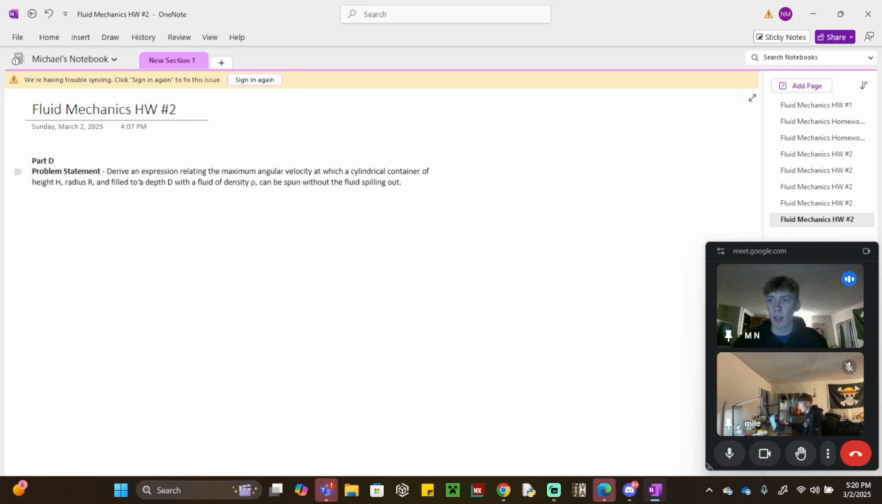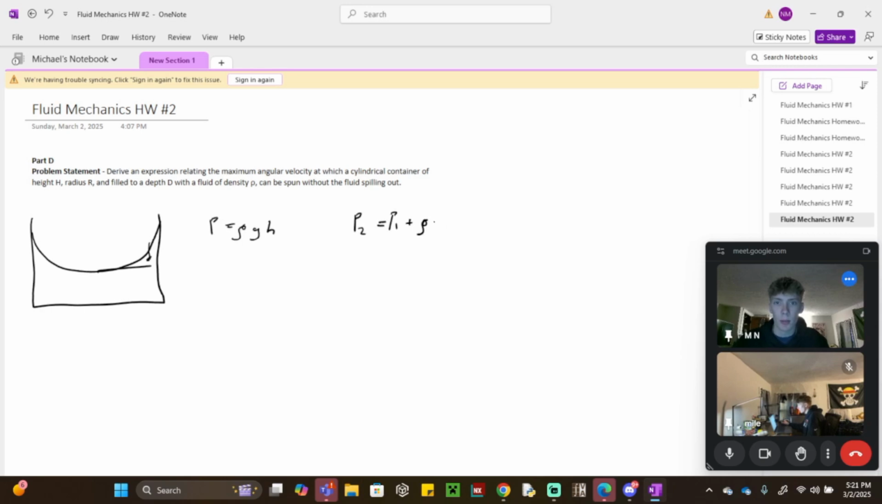So the first thing we're going to do is derive the expression of the height of the fluid when it's spun. We know that the fluid when it's spun creates a parabolic shape. And if we're trying to find the pressure right here, we know from a vertical standpoint that pressure equals rho gh. However, if we're trying to find it from the center of our parabola, we'll have to use P2 is equal to P1 plus rho omega squared over 2 times R1 squared plus R2 squared.